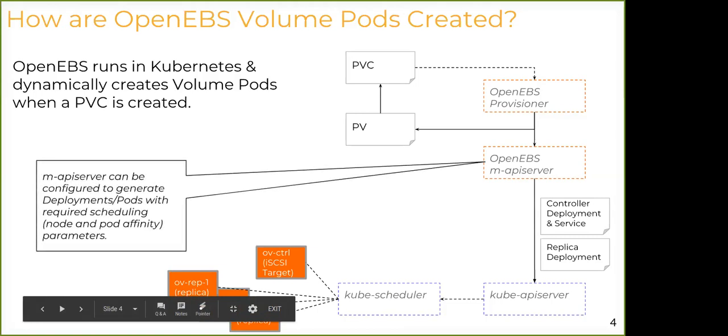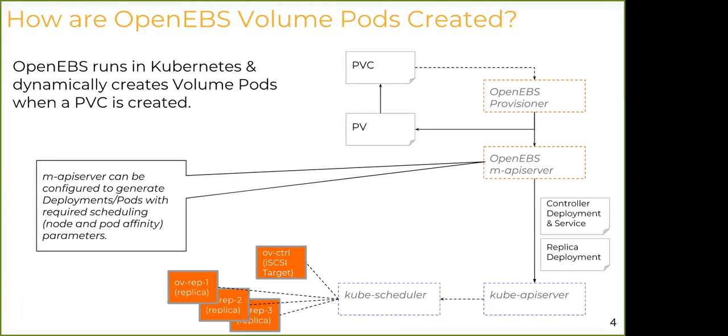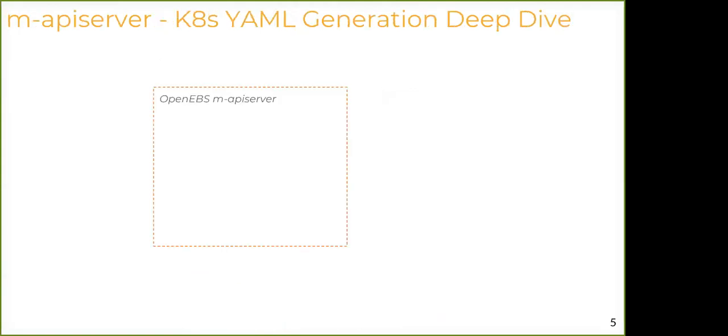All right. So the MAPI server can be configured to generate the deployments or pods with required scheduling, for example, node and pod affinity parameters. So this is the main agenda for this presentation. We'll talk more about this. Okay, and let's go deep down into the MAPI server, the way it creates the YAMLs.